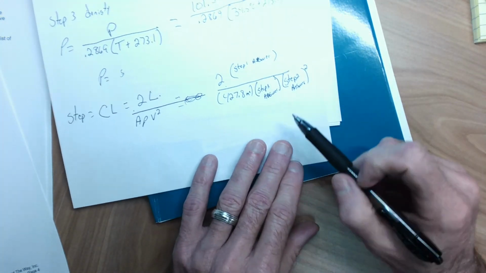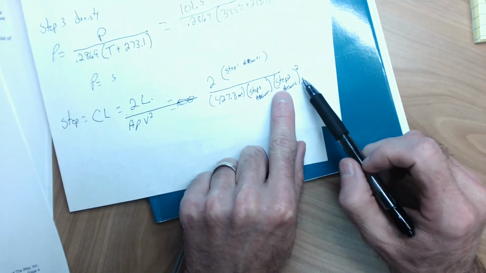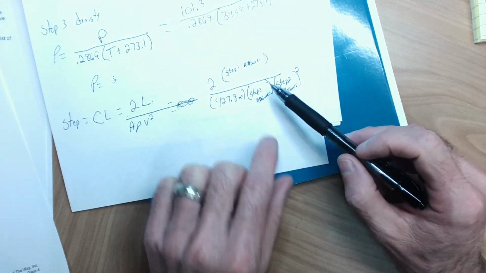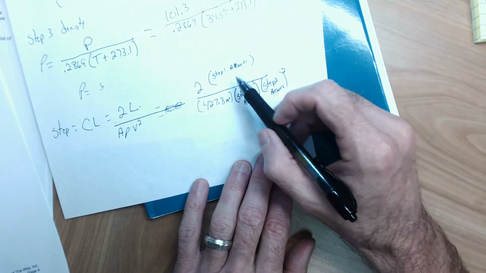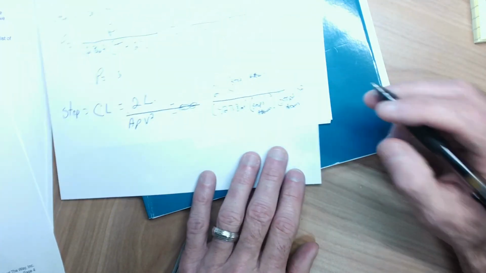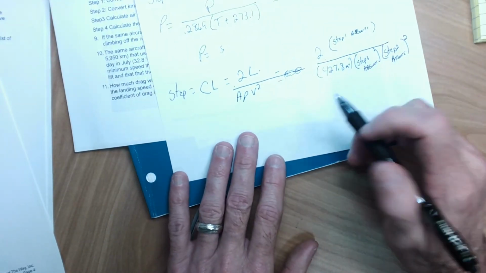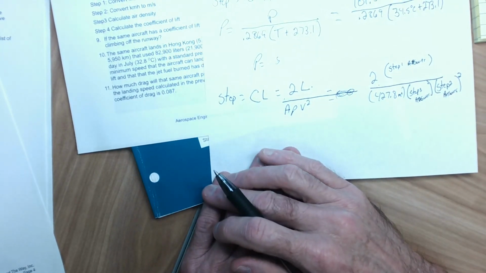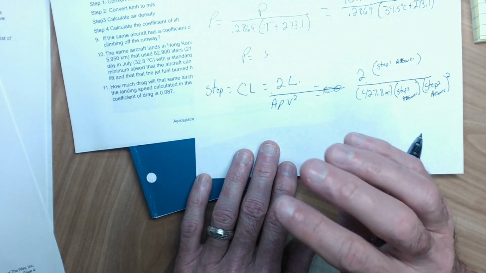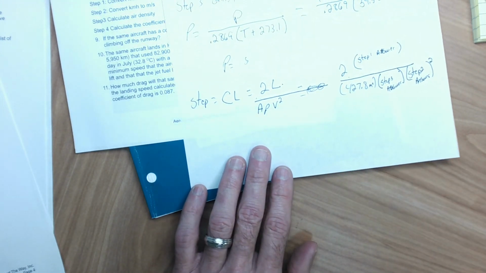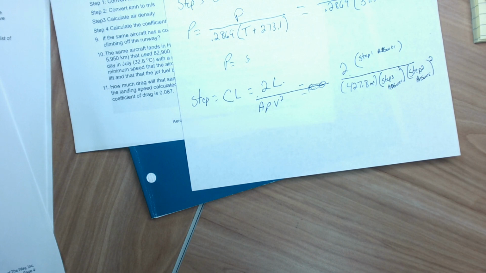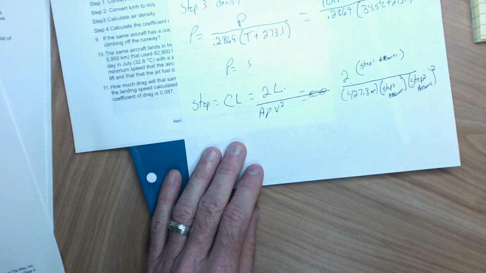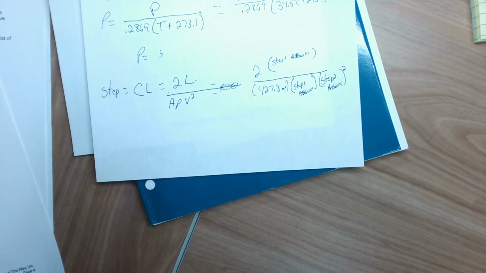All right, so remember order of operations. You should end up squaring this first, then you'll multiply this out, have your answer, multiply that out, divide the top by the bottom answer, and that's going to give you your coefficient of lift. You should end up with some sort of small number, okay? So hopefully you have done that particular part, and there you go. Okay? So there is problem number 8. Good luck.